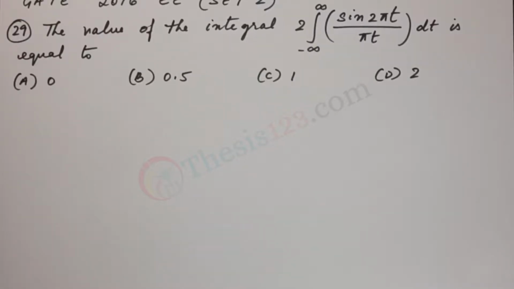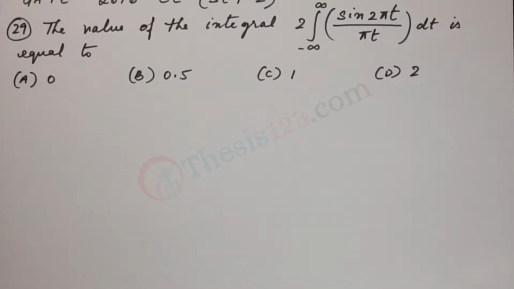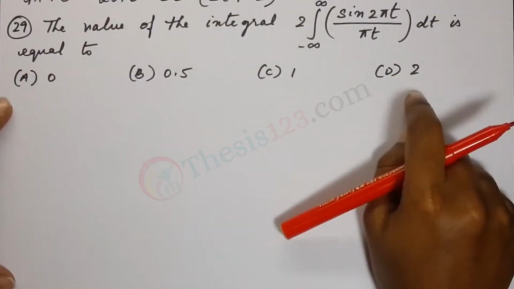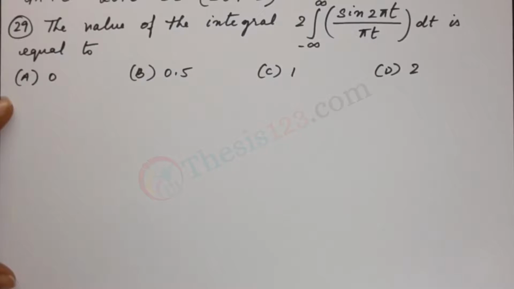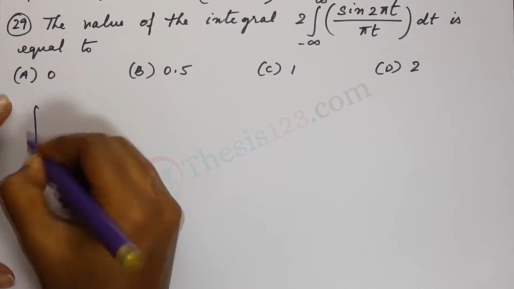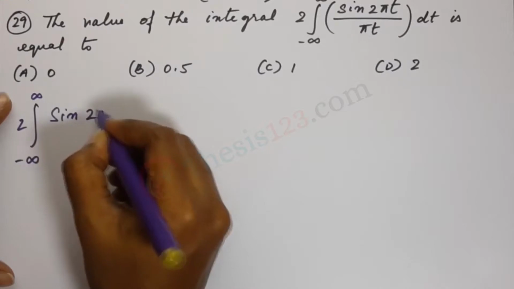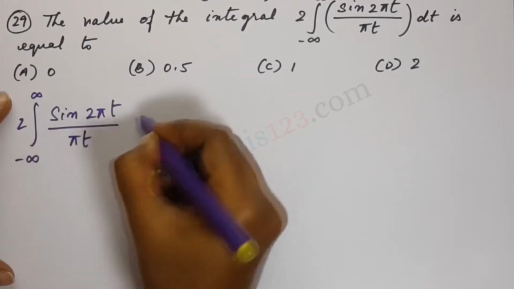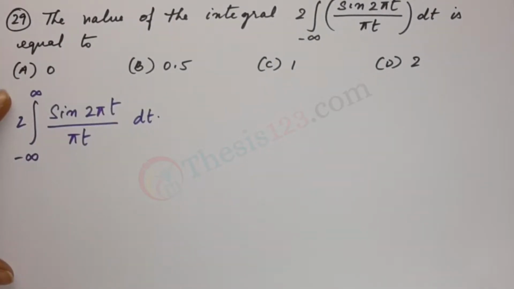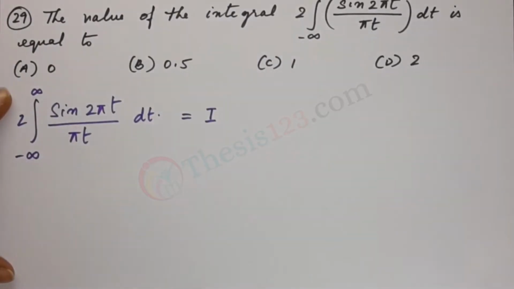Now, I always like using Laplace transforms as much as possible, since it's easier to deal with. So here we can use Laplace transforms in solving this. Okay, so we'll go step by step. Now let's consider the integral given to us, minus infinity to infinity sine 2 pi t by pi t dt. Let's consider this entire thing is equal to, say, some I.